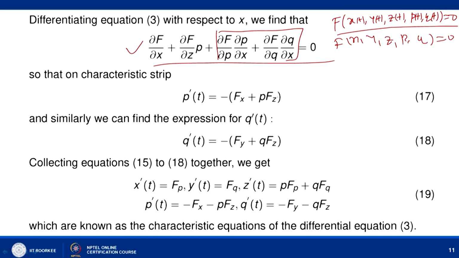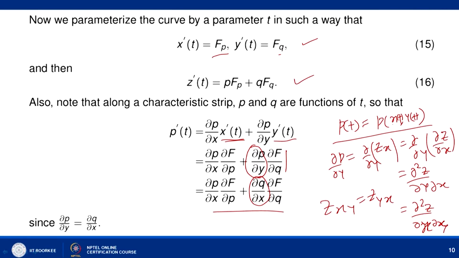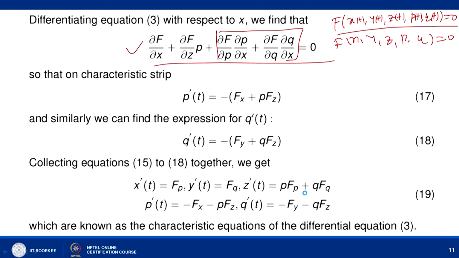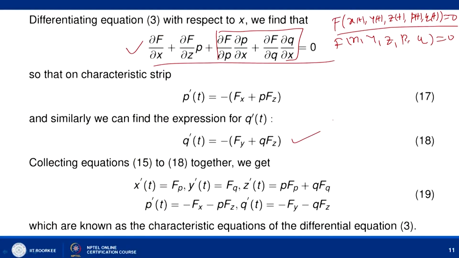And similarly, using the same thing, that q is a function of x and y, we can get this kind of relation for q also. Again we differentiate the equation F(x, y, z, p, q) with respect to y, and we can get this kind of relation, and using those two relations we can get the value for q dash t. The expression for q dash t is equal to minus of f_y plus q f_z.